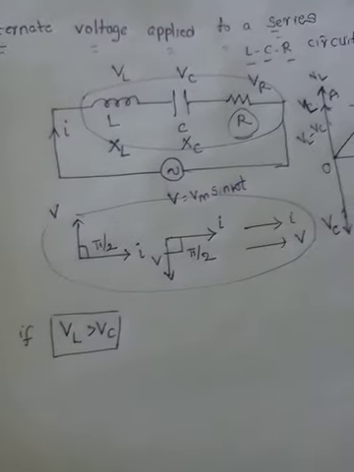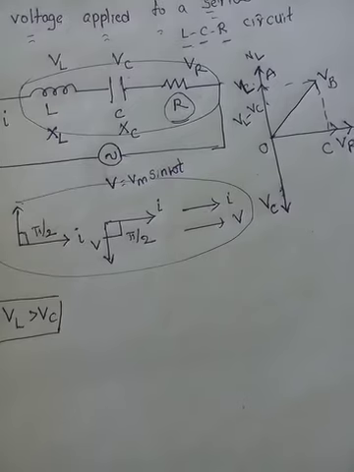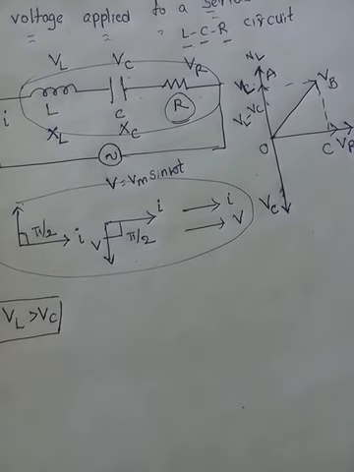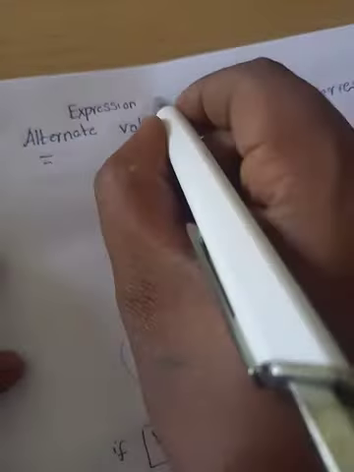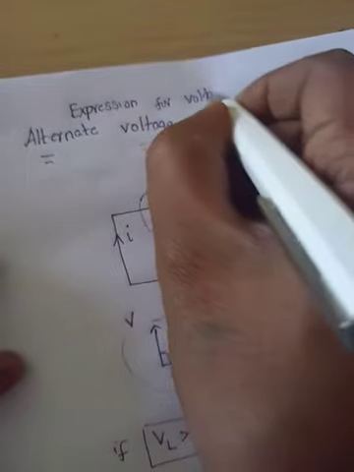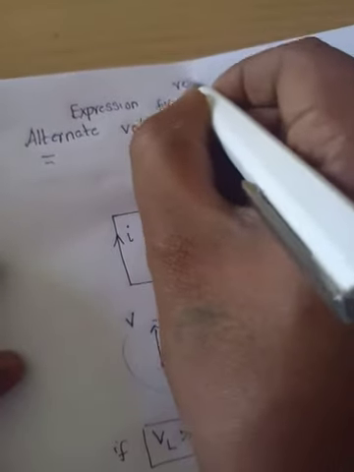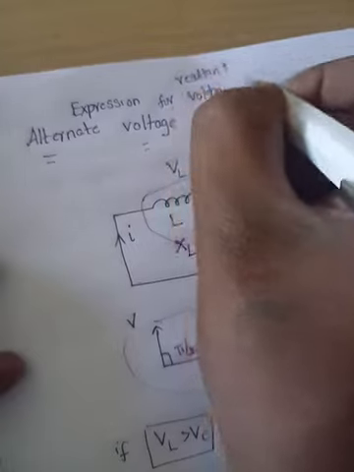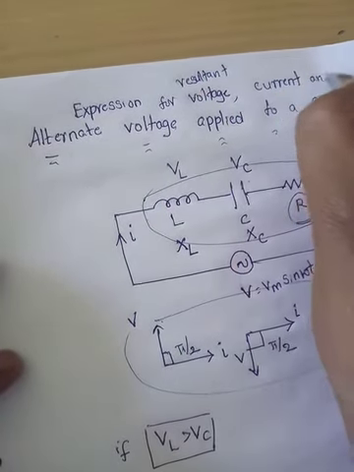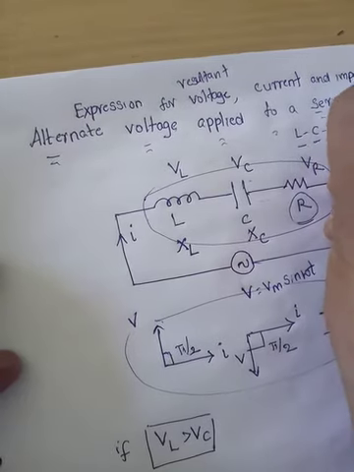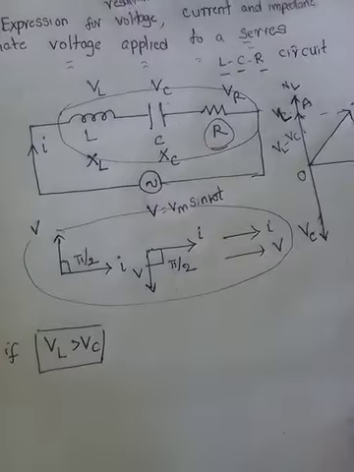What do we have to calculate here? We have to calculate the expressions for resultant voltage, resultant current, impedance and phase angle. All these things we are going to calculate. What is impedance? Let us know that.